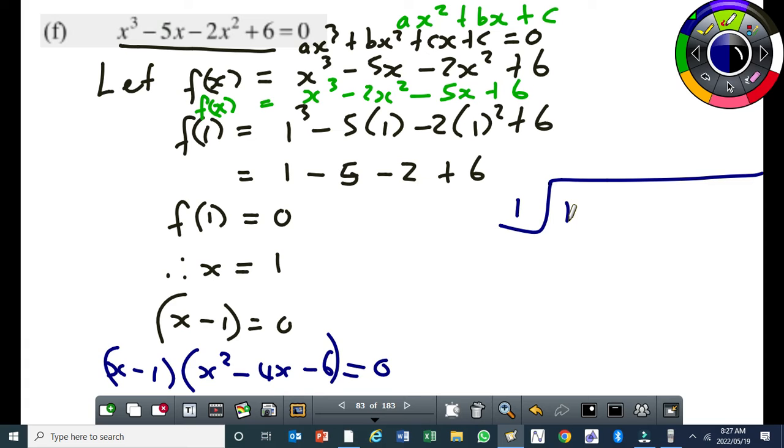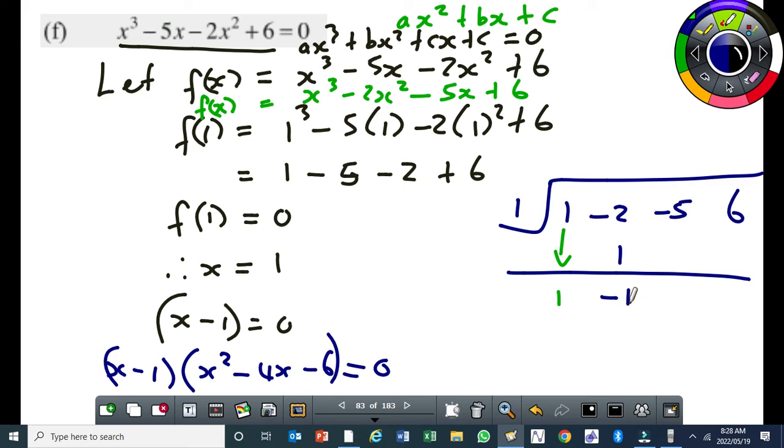So that will be 1, then minus 2, then minus 5, and then 6. We drop down the 1, multiply by the 1, we get 1, then you add those two, you get minus 1, then minus 1 times 1 will give us minus 1. Minus 5 plus minus 1, you get minus 6. Then you multiply minus 6 by 1, get minus 6, then you get a 0 there. Now it's correct. So that's A, this is B, that's C. Please take note of the mistake.